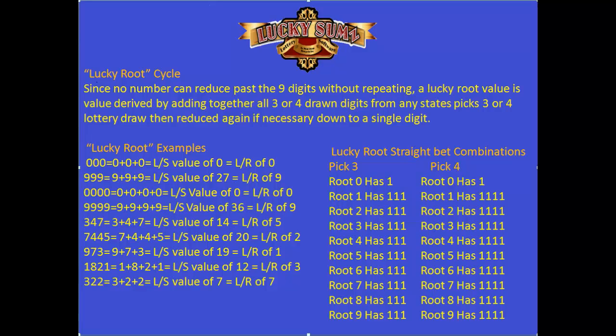Taking the lucky root one step further. The lucky root straight bet combinations for a pick 3, root 1, has 111 combinations. So each individual root from 1 through 9 has only 111 combinations. However, root 0 only has 1 because a root 0 can only be 0 plus 0 plus 0. So again, it only has 1 combination. For a pick 4, root 1 has 1,111 combinations. The same for root 2, 3, 4, all the way to root 9. So each individual root narrows down the bet combinations from 10,000 straight bet combinations to 1,111.